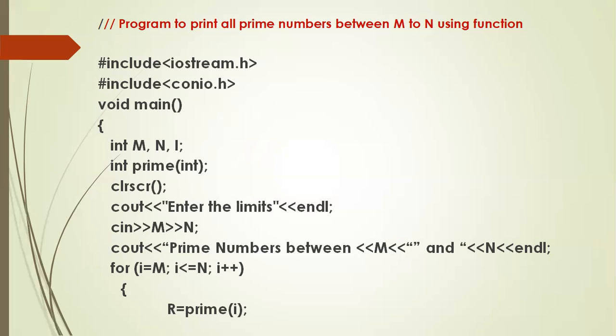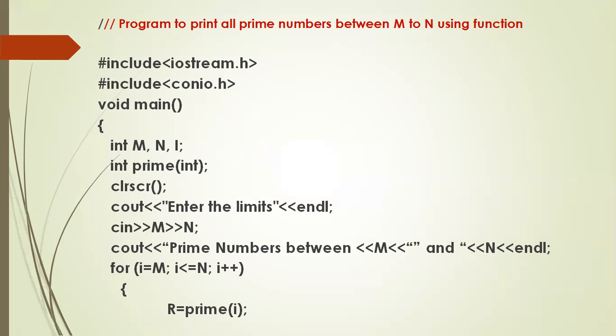So if we give 13, 13 is a prime number. In that case, the function prime returns 1. Instead of 13, if we give 15, then the input is 15 and the output is 0, because 15 is not a prime number. Enter the limits, scan m and n. You have to input the value for m and n. Suppose for m you have given 10 and n you have given 20, then prime numbers between 10 and 20.